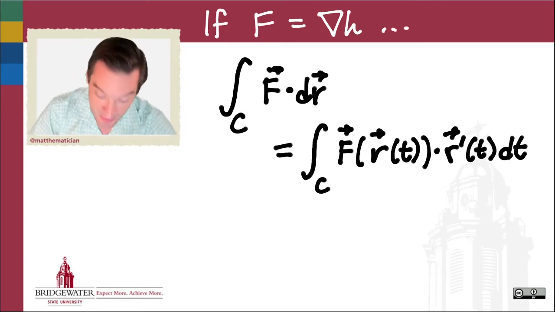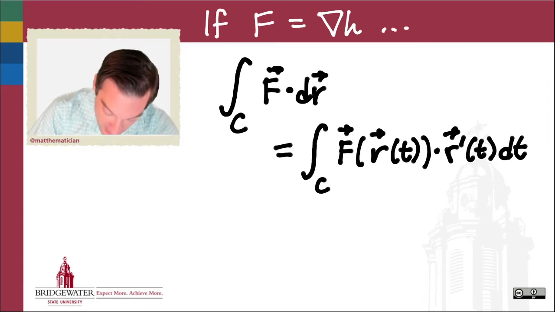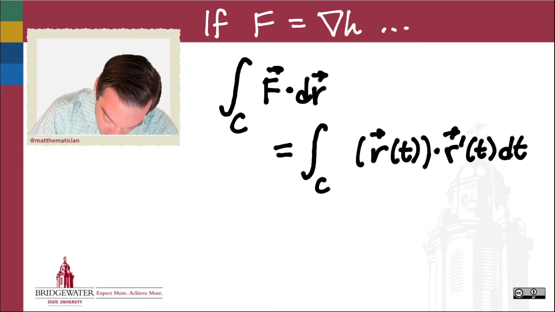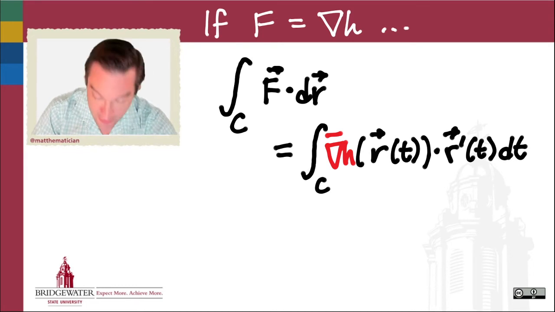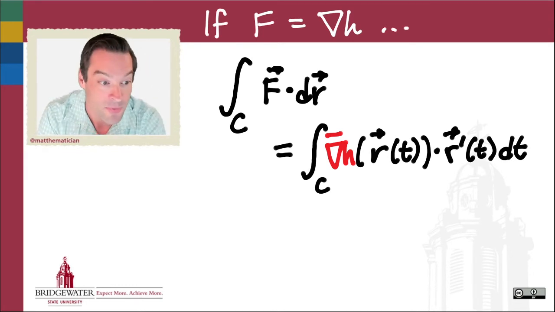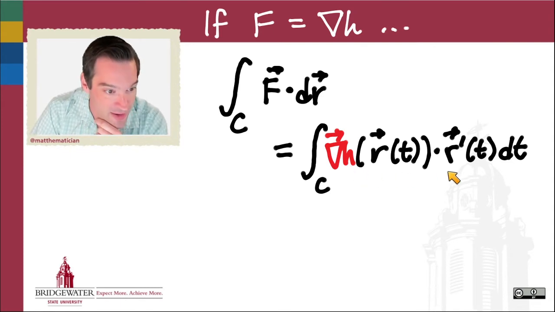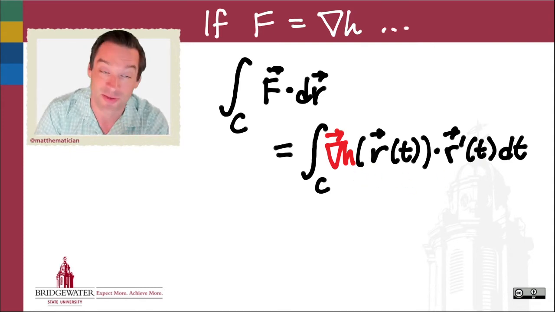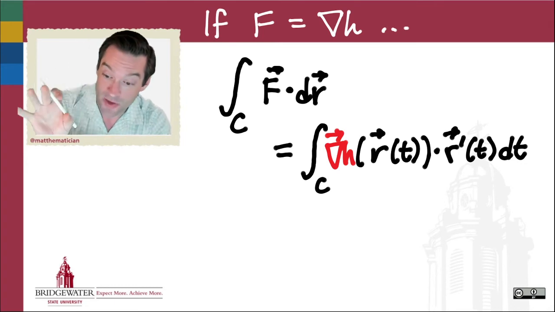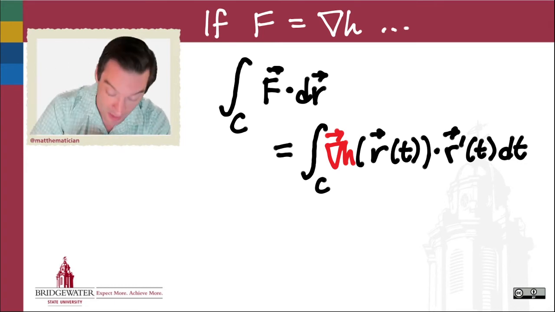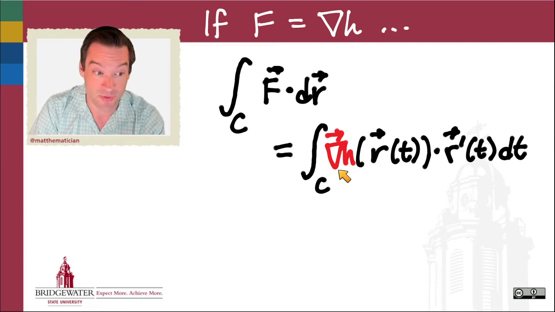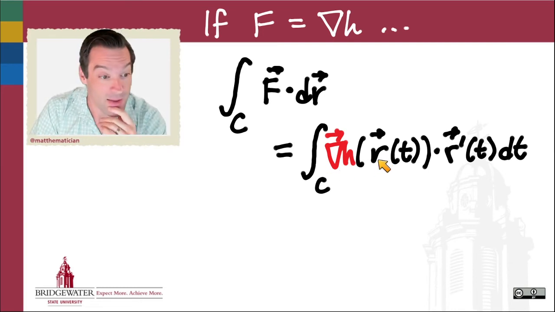But here's the good news. If F is the gradient vector field of some scalar potential function, then I can replace this F here with the gradient of h. I put a little vector over the gradient symbol to remind us that that's a gradient, that's a vector field. And if we squint at this integrand, I have the derivative in the form of the gradient of a scalar potential function. So I have the derivative of h evaluated at r of t, and then the dot product of that with r prime of t.